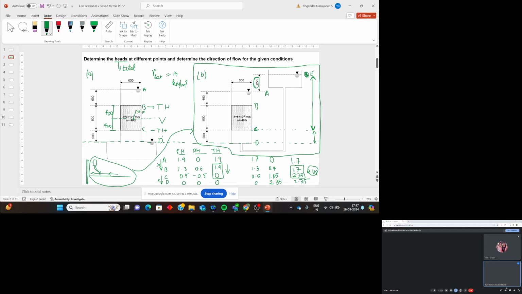How did you calculate? 19 into 0.4. This is the total stress minus. How did you calculate? Vertical stress, so gamma into h, where h is equal to 1 meter, I think. 400 plus 600. See, here it is a water column, right? Where gamma will come here. Okay, water pressure you are saying.